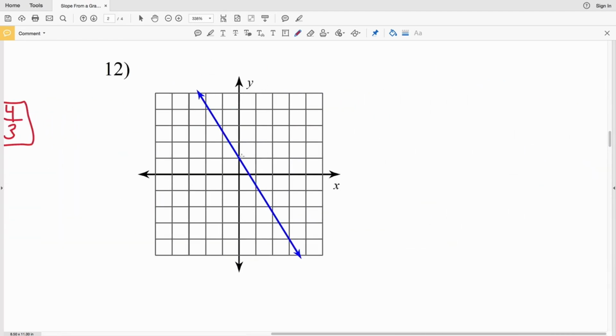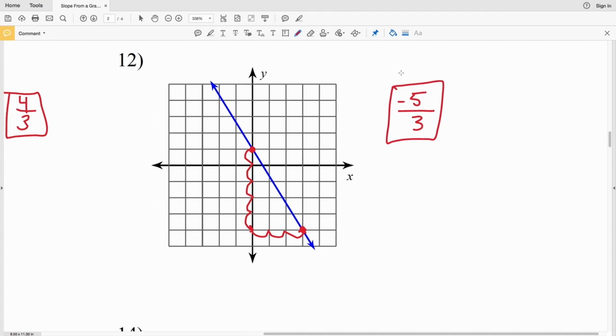And number 12, I'm going to pick this point, which happens to be the y-intercept, and I'm also going to pick this point. Rise over run, starting at the left, we're going down 1, 2, 3, 4, 5. So that's a -5. And we're going to go over 1, 2, 3 in the positive x direction, so that's a +3. So for number 12, our slope is -5/3.